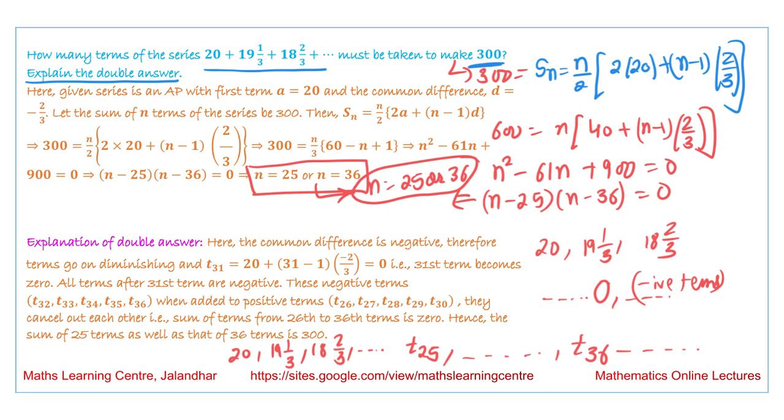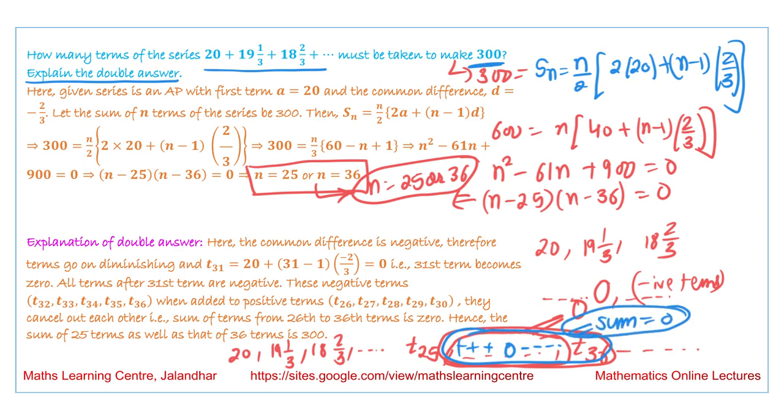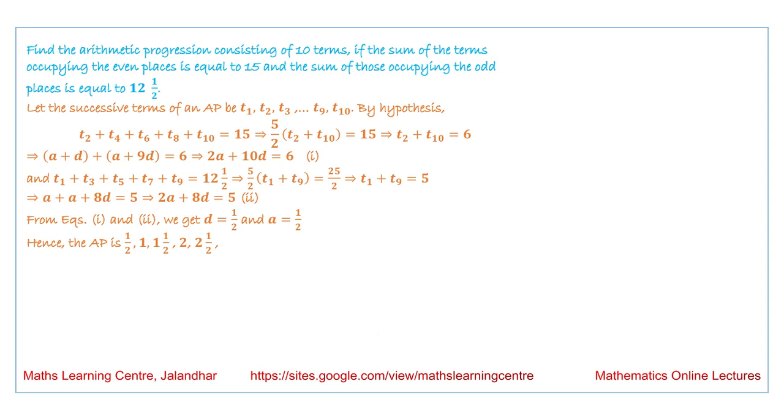So the sum of the terms between these two, or the sum of all these terms, is equal to 0. Why? Because there is a 0 over here, there are negative terms over here, positive terms over here, and the sum of all these terms is equal to 0. That is why we have the double answer over here.